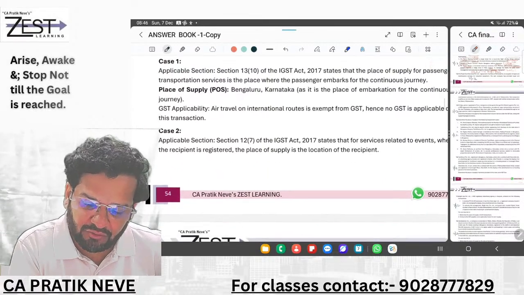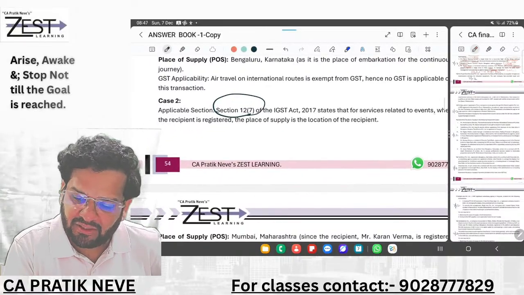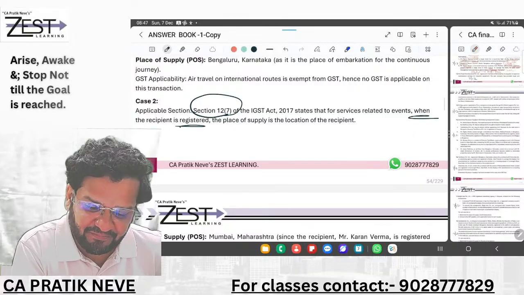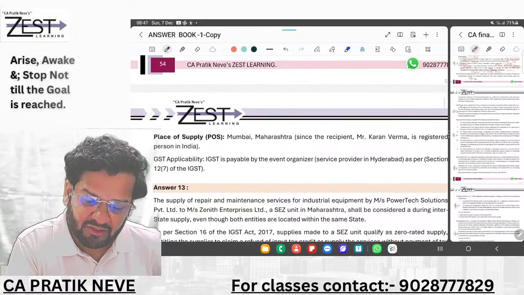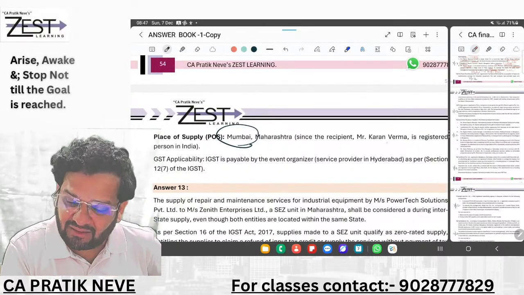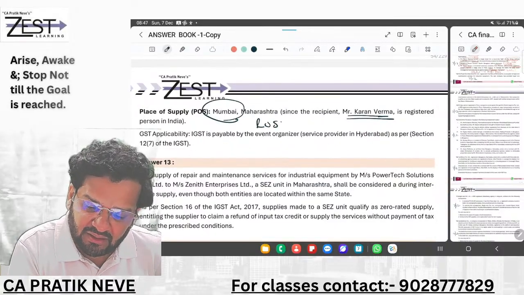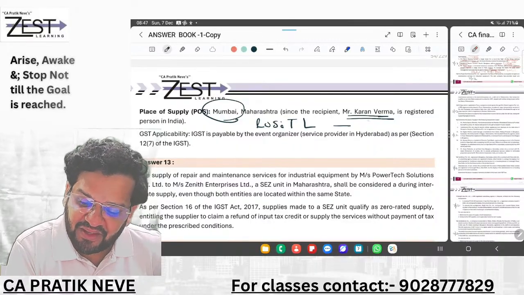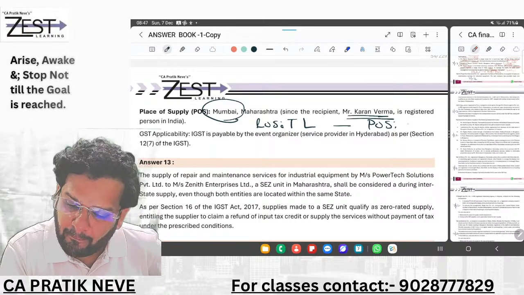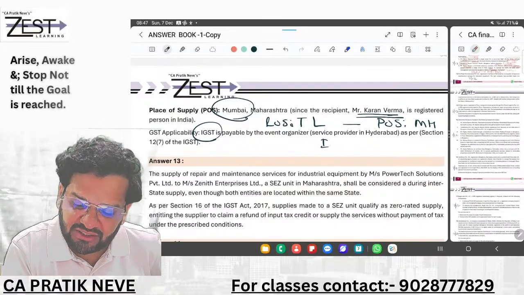So see, let's do the latest one first. 12.7, event management services where the recipient is registered. The place of supply is the location of the recipient. So it's going to be Mumbai, the location of that Karan Verma, where he is registered. Now you know LOS is Telangana, let's write TL, Telangana. POS is Maharashtra. So there will be chargeable IGST because it is an interstate supply.